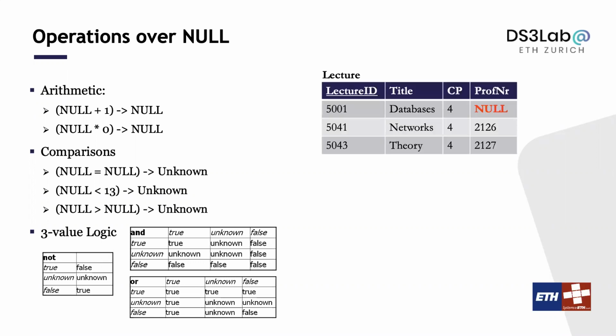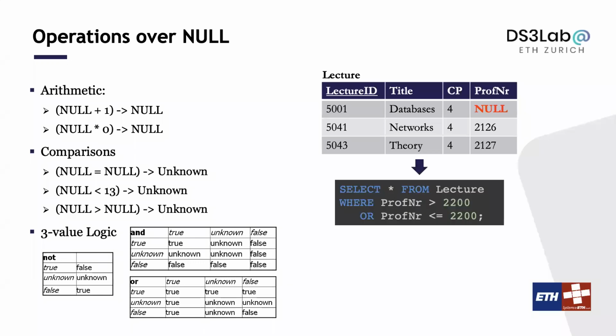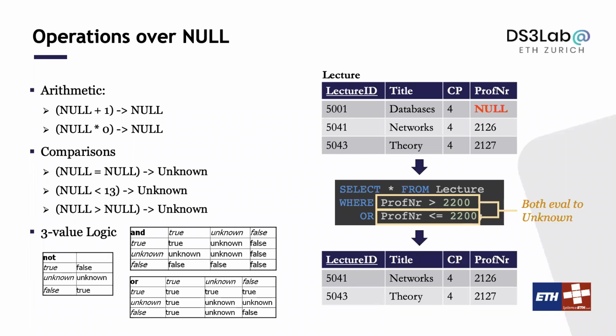Just as one example, we have the lecture table. If you write a SQL query, it looks like this. In this case, it will only give you 2 examples. It will get rid of the first example, because if you evaluate the first half, it is unknown. If you evaluate the second half, it's still unknown. If you do the OR, it's still unknown. And here, you are going to get something that looks like this.